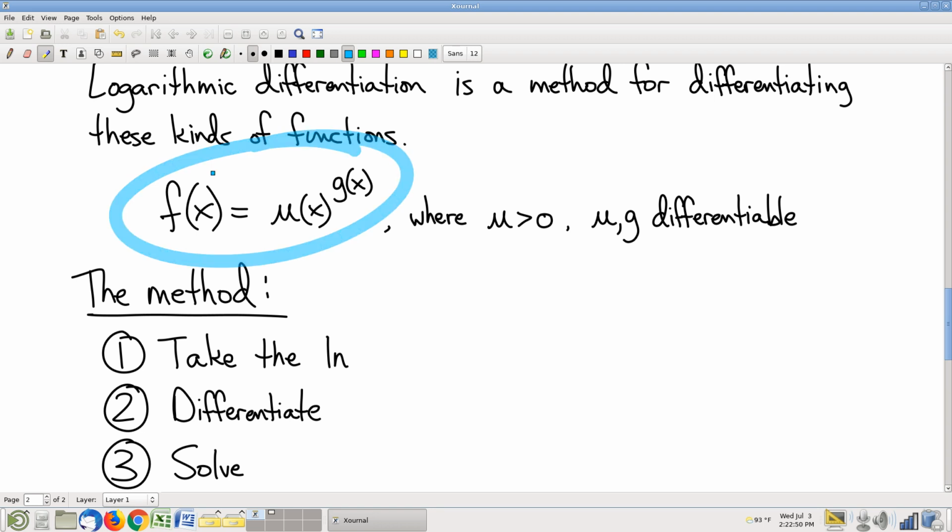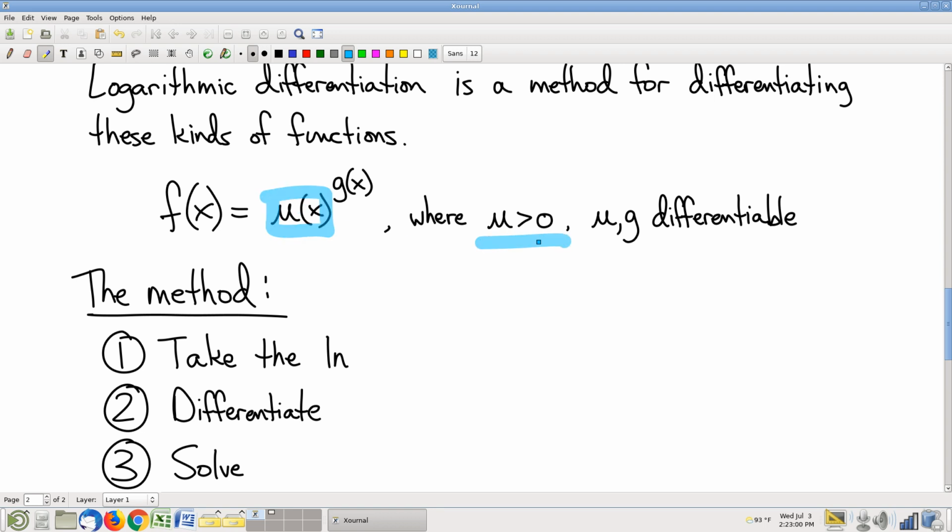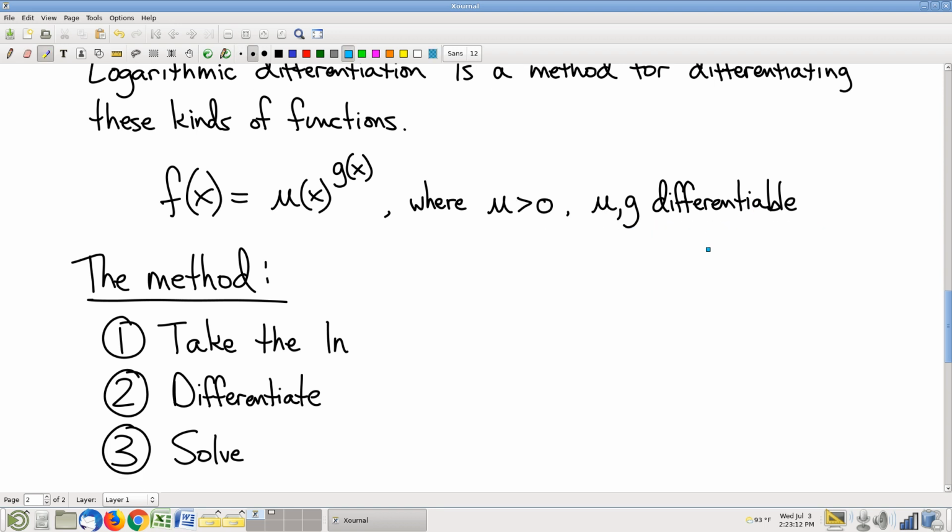function. Now, again, in order to make sure that this expression is actually well defined, we do need for our base to always be positive. Not allowed to be zero, it's not allowed to be negative. Let's just avoid those problems. And then we need u and g to both be differentiable. Okay, with that assumed, then here's the strategy. We'll see as we go through an example why this strategy works so nicely. This is our logarithmic differentiation method.